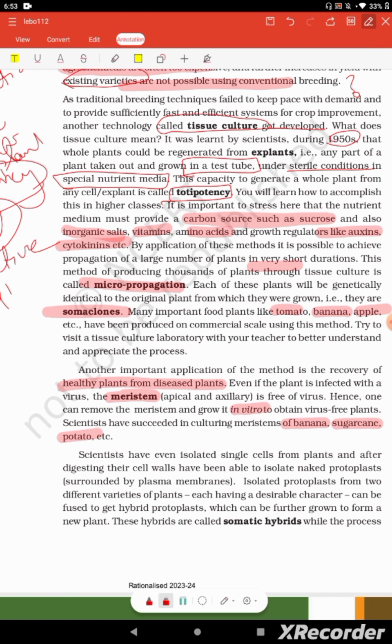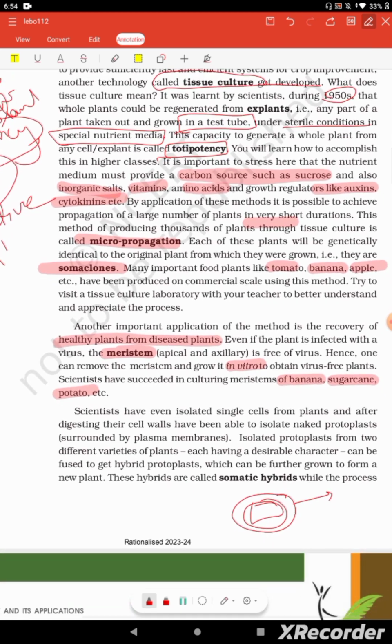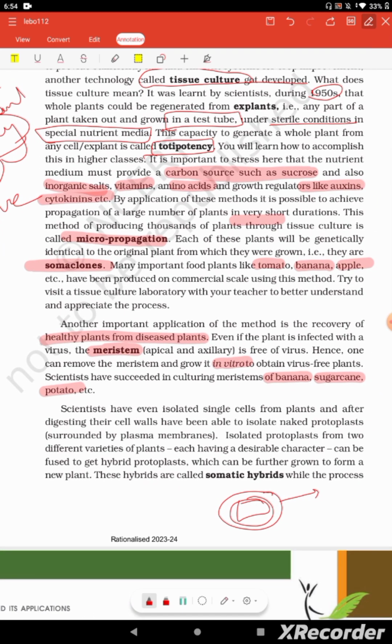Scientists have isolated single cells from plants, and after digesting their cell wall have been able to isolate naked protoplasts surrounded by the plasma membrane. If you remove the cell wall, the rest of the content contains only the plasma membrane and the cell organelles. That is known as a protoplast. Isolated protoplasts from two different varieties of plant, each having desirable characters, can be fused to get a hybrid protoplast.